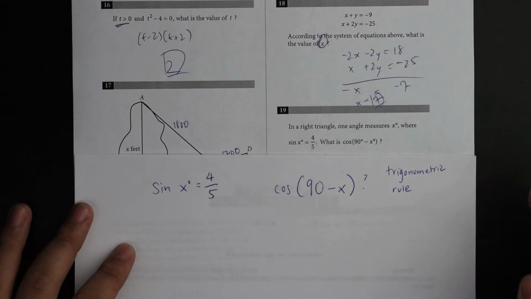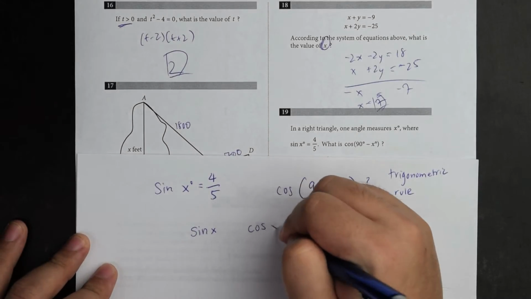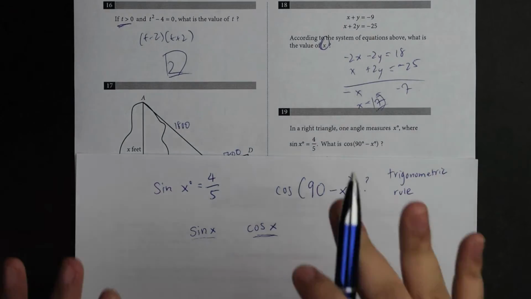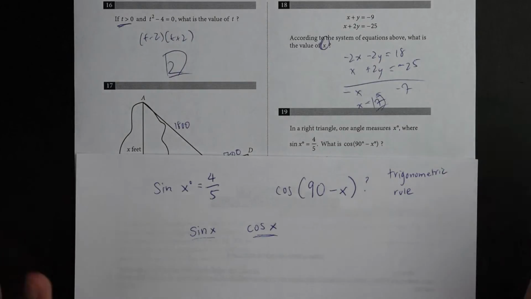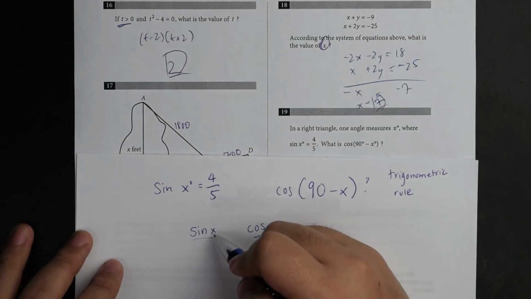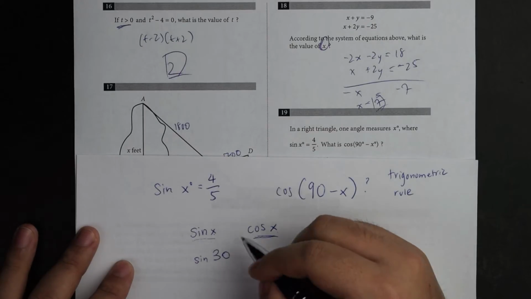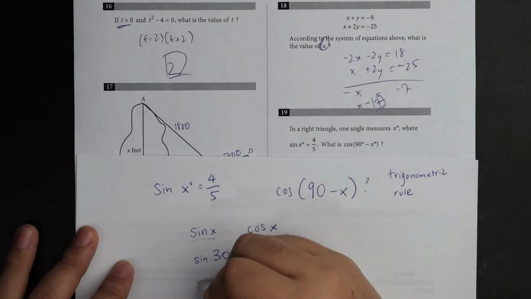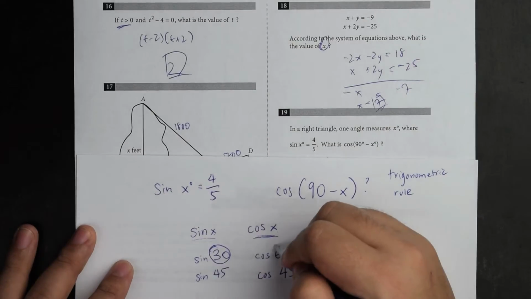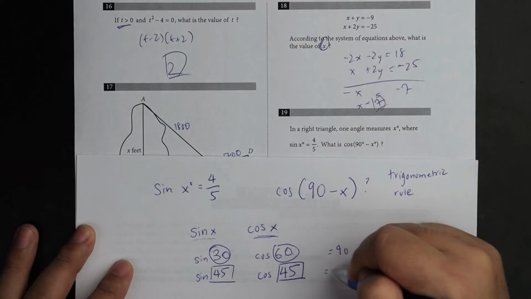The important thing you must understand is that when we work with sine x and cosine x, whatever the degree values are, they will balance each other out to get to the final answer. They usually balance out and add up to 90, dependent on the values for the degree. So if I have, for example, sine of 30 degrees, that is the same thing as cosine 60 degrees. If I have sine 45 degrees, it's the same thing as cosine 45 degrees. The important thing to note is that their degree values will always add up to 90 degrees.